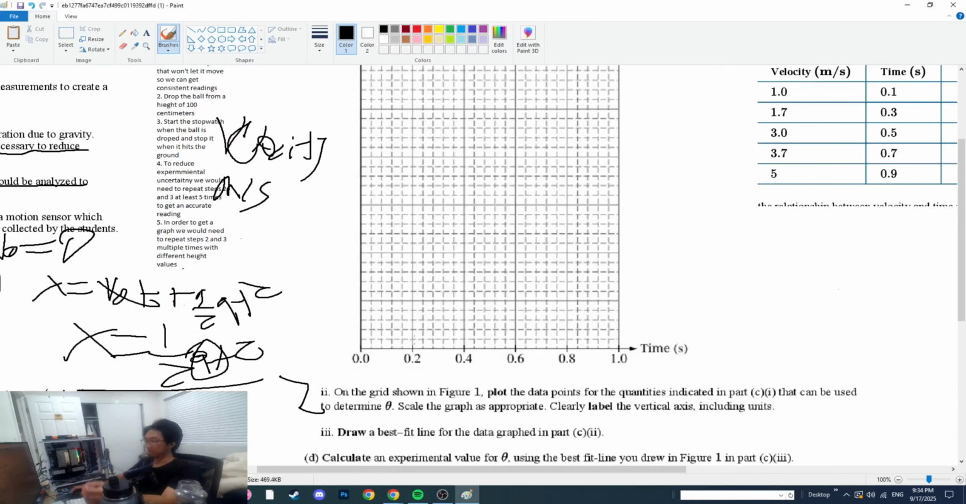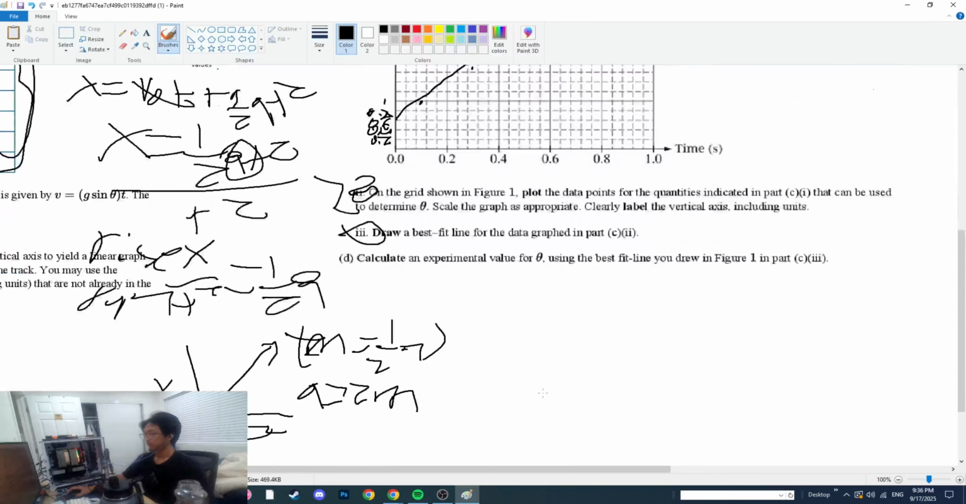And then part 3 is asking us to draw a best fit line for the data graph in part C, part 2. Our line of best fit would be something like this. And that concludes part 3. And for part D, it's asking us to calculate an experimental value for theta using the best fit line you drew in figure 1 in part C, part 3.